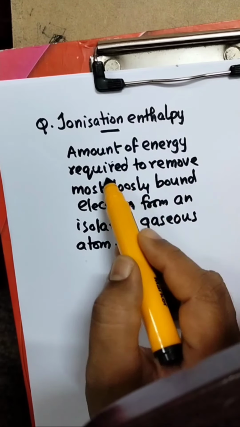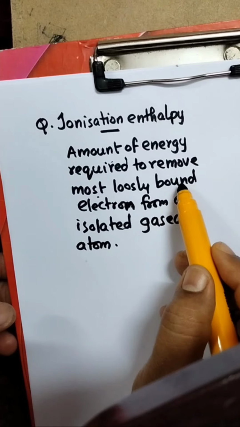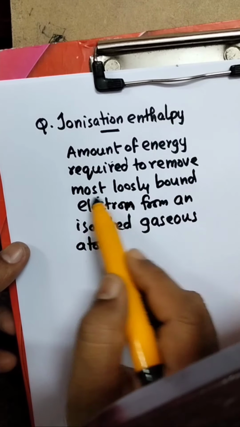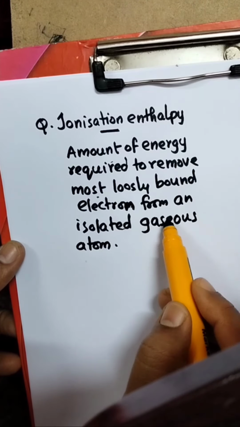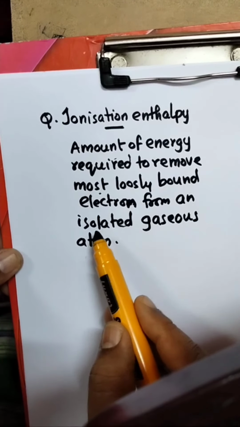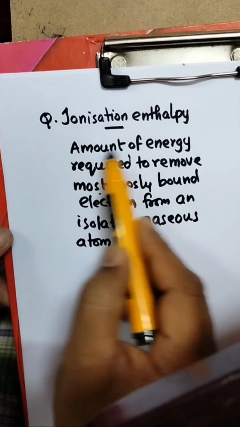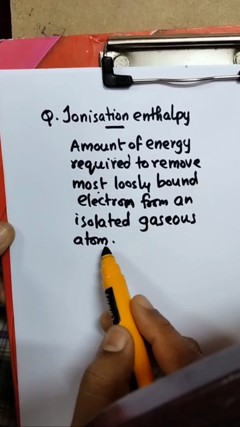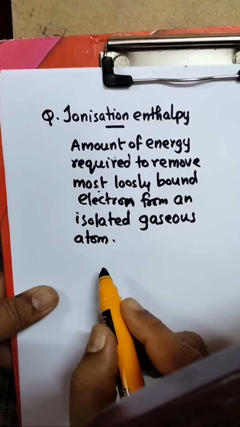Amount of energy which is required to remove the most loosely bound electron, far from the nucleus, that is, less attractive force between that electron and the nucleus, from an isolated gaseous atom. That atom is isolated, that is a single atom. It does not combine with any other atom. That atom is in gaseous state. The amount of energy required to remove the most loosely bound electron from that isolated gaseous atom is called ionization enthalpy or ionization potential.